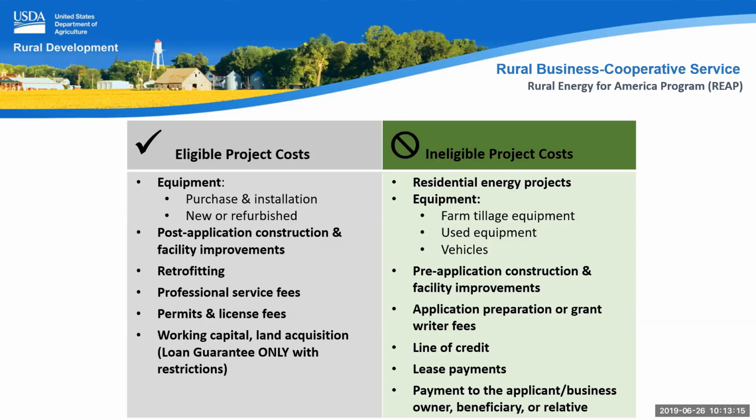On the ineligible project costs side, it's important to remember that residential energy projects are not eligible. We can only fund business usage. In certain cases, we can entertain projects that have a business and a residence or a farming operation and a residence on the same property. We just have to make sure that the rural business or ag producer is utilizing the majority of that energy generation. Unfortunately, grant writing fees cannot be included. Any pre-application construction, like we mentioned, no lines of credit or lease payments or payments to the applicant or business owner, beneficiary, or relative are eligible.